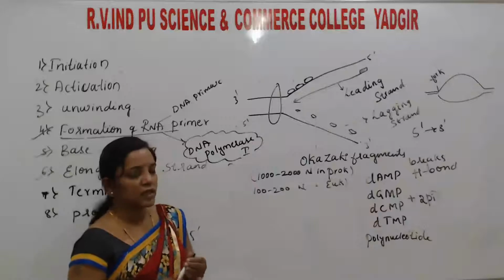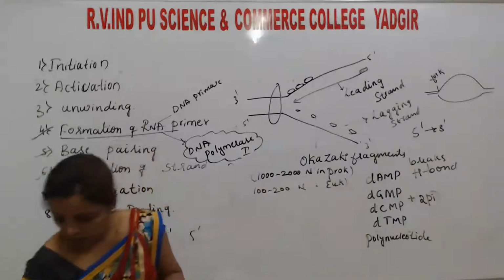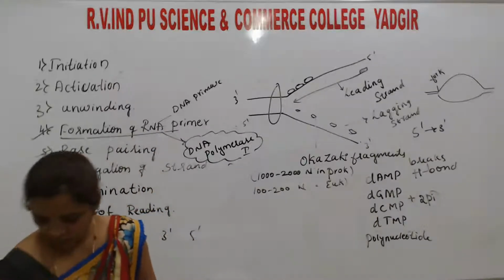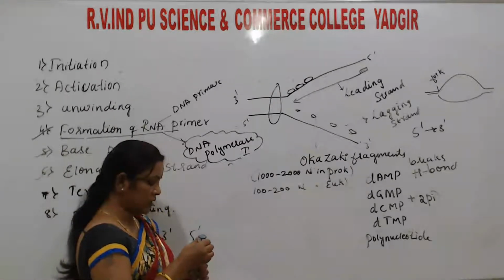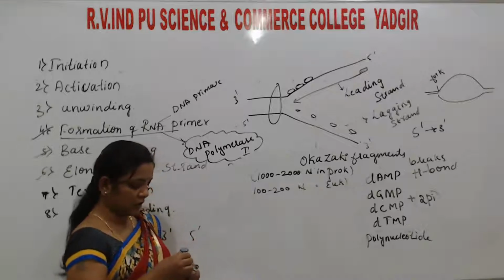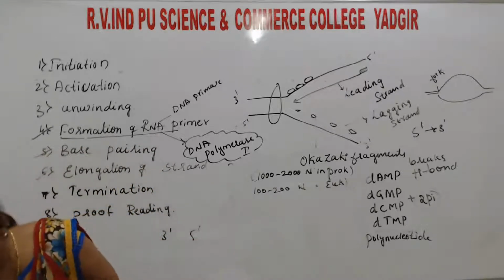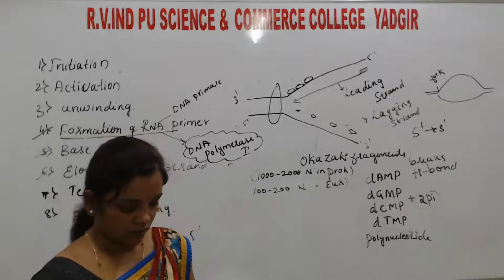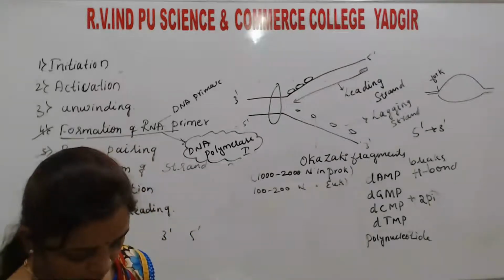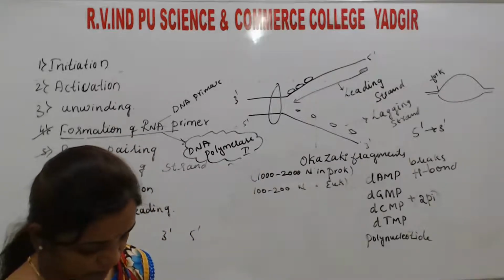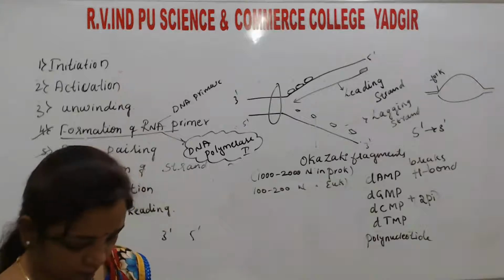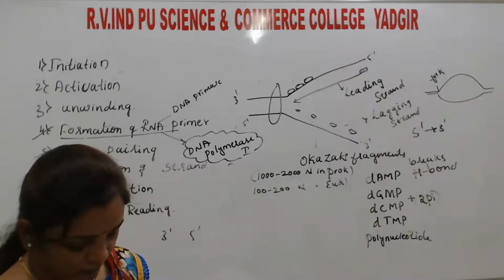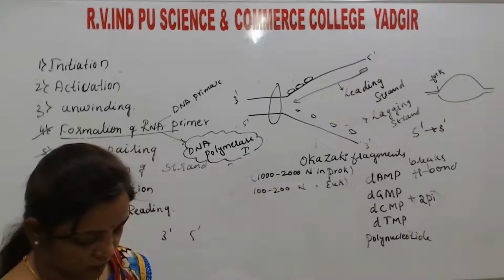So, Okazaki fragments have 1000 to 2000 nucleotides in prokaryotes. Okay, and in eukaryotes, 100 to 200 nucleotides are present. Next. After deposition of Okazaki fragments, the RNA primer is released, leaving a gap. Okay, with the help of polymerase, a new strand is formed there.